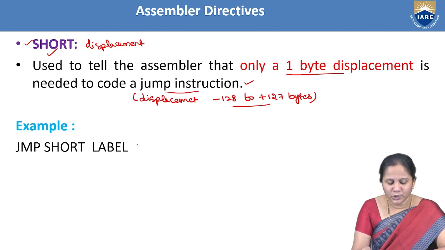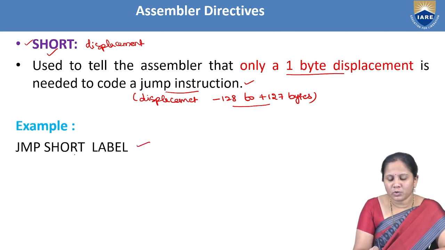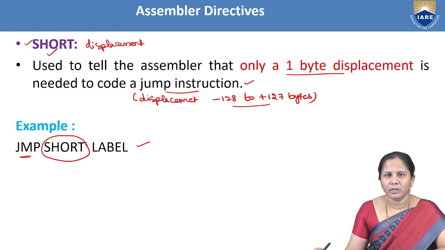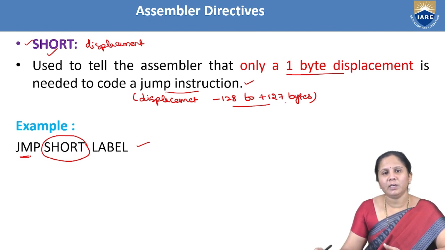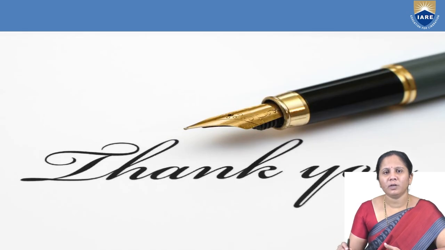Now, jump short label. Here jump is the operation, but here the assembler directive we have indicated is short label. Short label means it is called short jump, displacement within the range minus 128 to plus 127 bytes only. So this is about the assembler directives of the 8086 microprocessor. These assembler directives are called pseudo operations, and for these assembler directives, machine codes will not be developed.